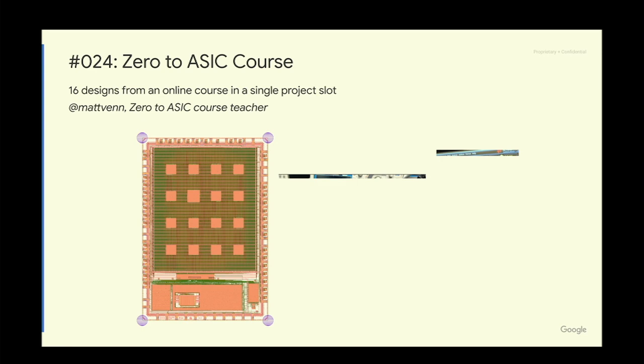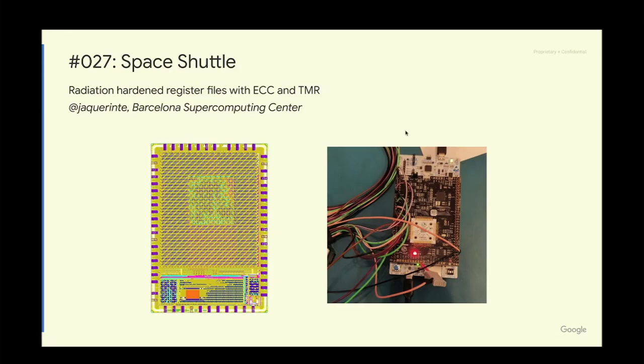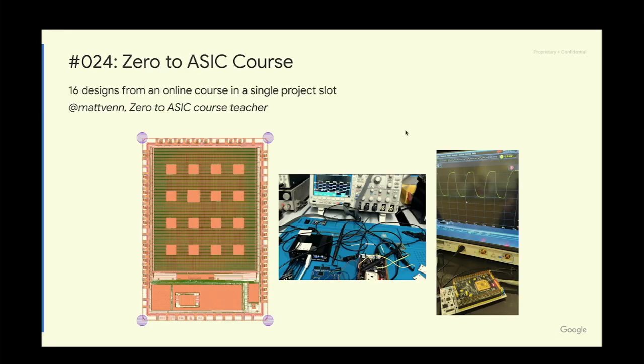This one I think is also really entertaining. Let me go back. There we go. So we told everybody there were 40 slots available on each shuttle run, and we could only pick 40 projects to put on.